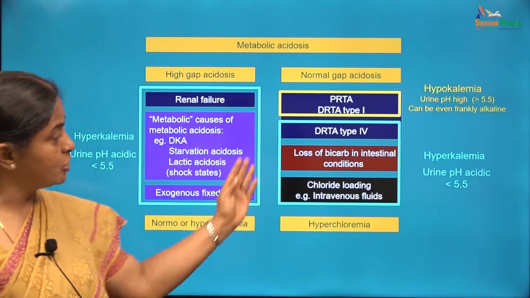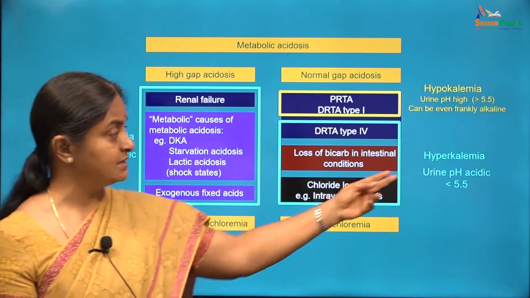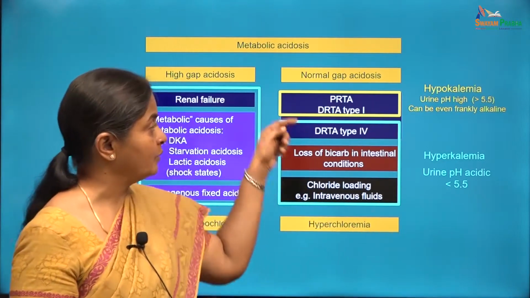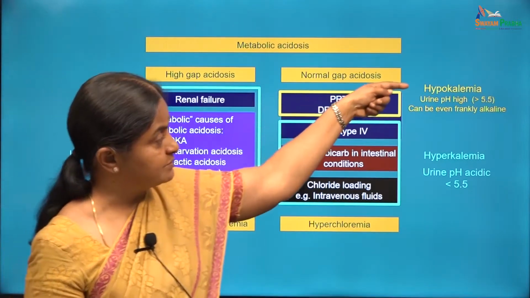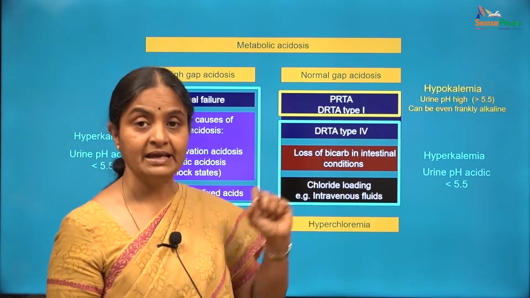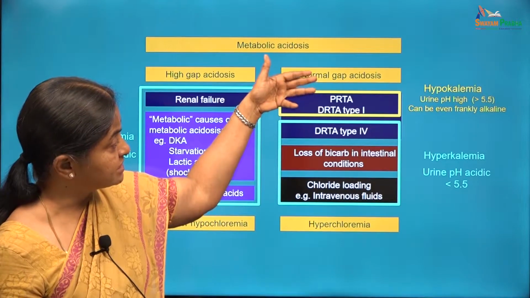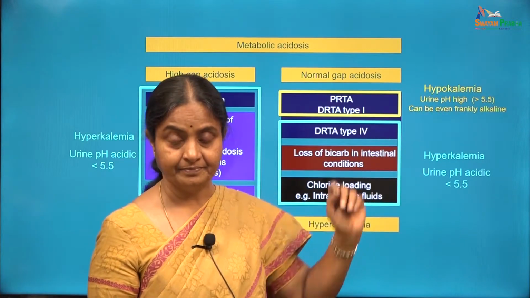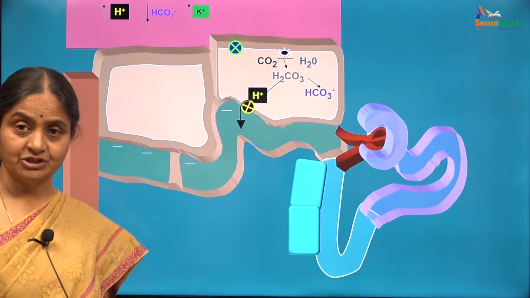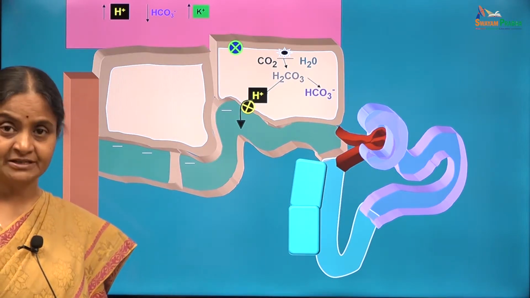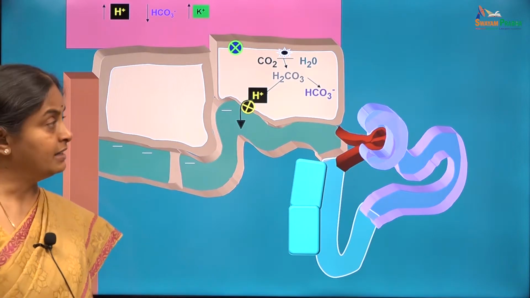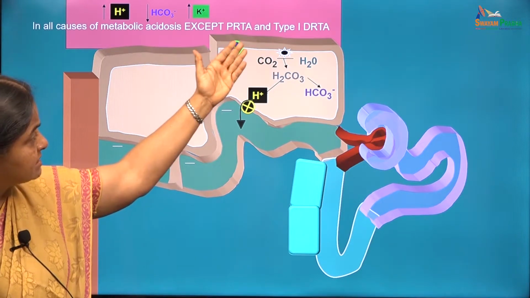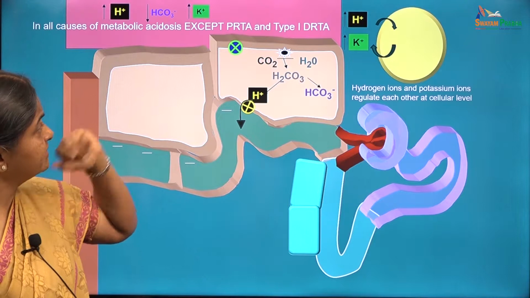So, all these other causes of metabolic acidosis are similar in that potassium is high and urine pH is acidic as in normal individuals, whereas only in these two types potassium is low. Not only that, urine can be alkaline. So, in these two conditions there is an acidosis. So, while blood is acidic, urine is alkaline. Let us see why in all other cases of metabolic acidosis except PRTA and type 1 DRTA, there should be hyperkalemia.